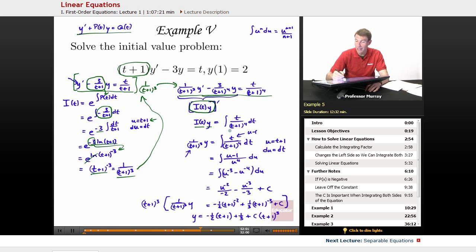The right-hand side, you never know what it's going to turn into. But when we integrate to undo that derivative, we get the integral of the right-hand side, t over t plus 1 to the 4th. So the I of t is 1 over t plus 1 cubed. And on the right-hand side, I've got to integrate t over t plus 1 to the 4th. My clever idea there is to use u equals t plus 1 and du equals dt. Plug that in for a u here. Plug u minus 1 in for t. And so that now separates out into two nice powers of u.